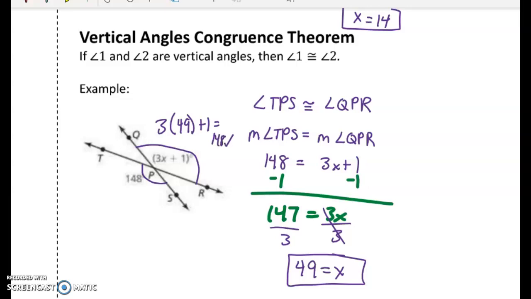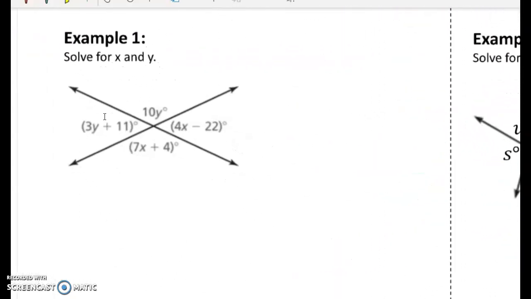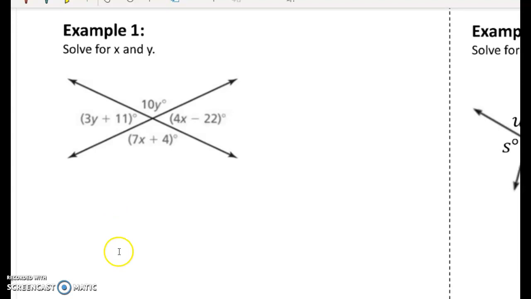That makes sense. All right, let's turn to the inside of the foldable. So example 1 here says, solve for x and y. So let's take a look at what we know. If you look at this angle right here, this angle and this angle are vertical. But I don't want to do vertical angles because this angle has a y and this has an x. So that's not actually going to help me any. So let's go and take that off.